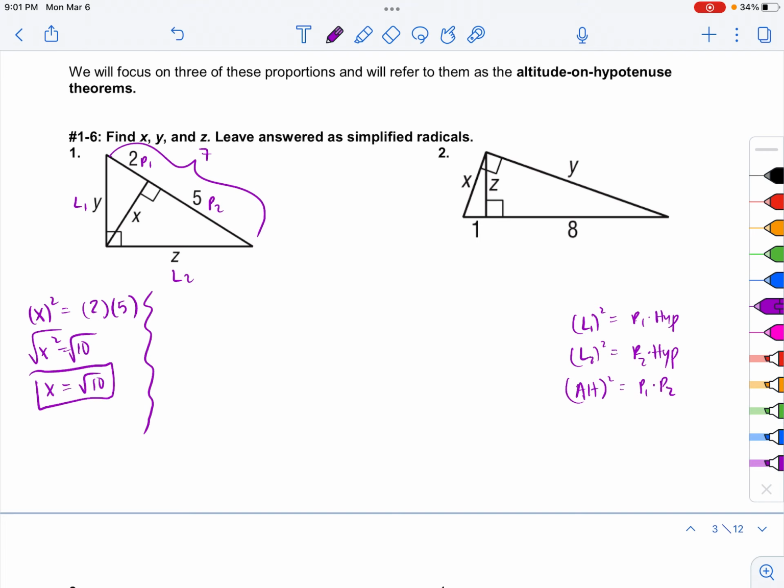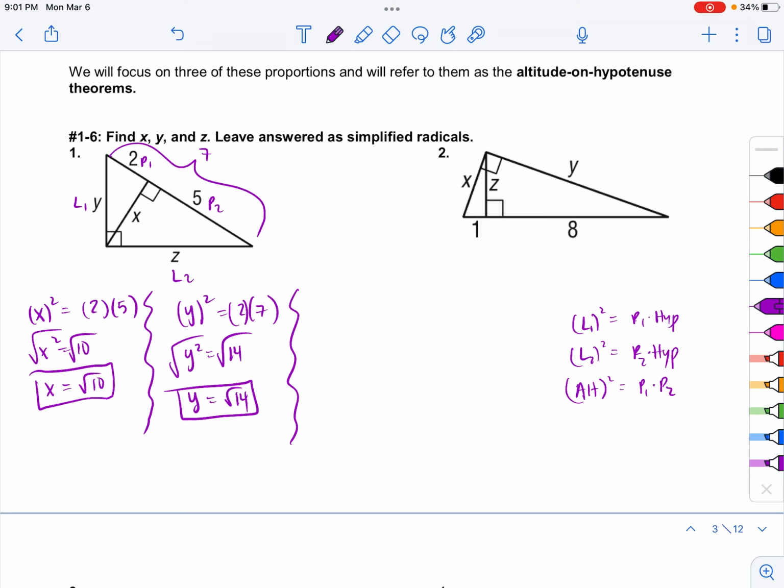Now let's look at y. Y is the leg 1. And we have part 1 and we have the hypotenuse, so we could use that equation. Y squared is equal to part 1 times the hypotenuse. So y squared is equal to 14, square root both sides, and y is then equal to square root 14 because that does not simplify any further.